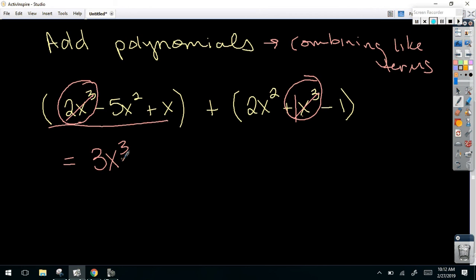Now, 3 is followed by, what comes next? 2, the power of 2, right? All right, so in this polynomial, and maybe now I'll do a square, I've got a power of 2. Is there a power of 2 in the second one? Yes. So, and be very careful, what is negative 5x to the second power plus 2x to the second power? Minus 3x to the second power.